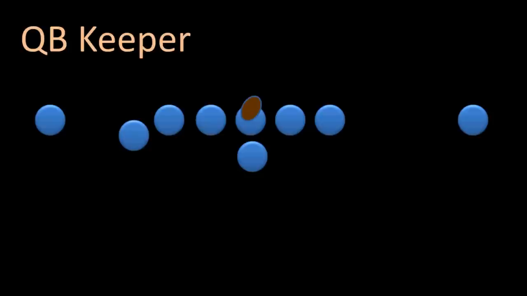There's another video in which I describe the different types of routes that can be run by a wide receiver, and those can be mixed and matched on any play. So we'll look at a few more passes here, but let's start with the running plays. The simplest run play there is probably the quarterback keeper, which is when our quarterback will receive the snap and just run the ball himself.